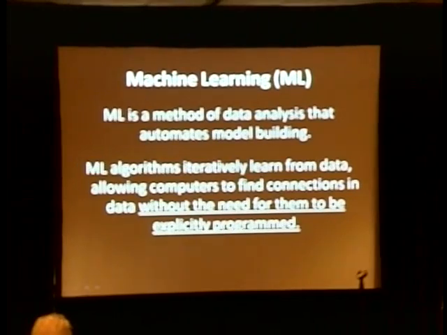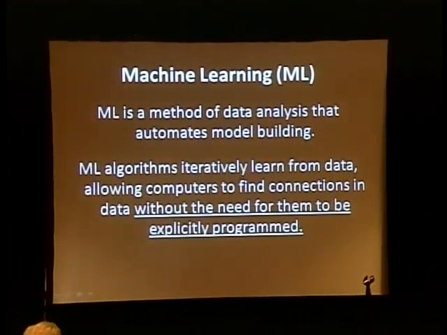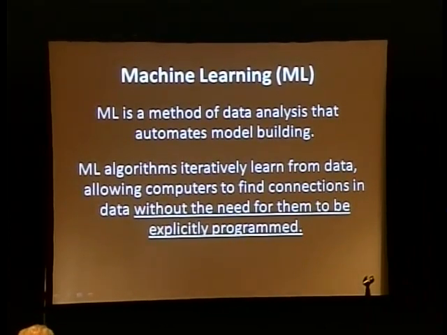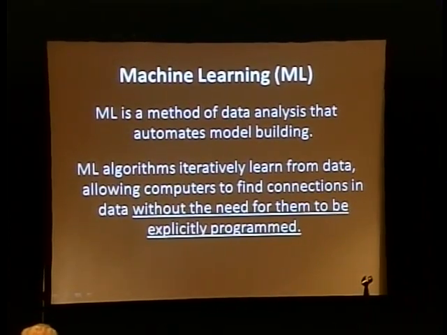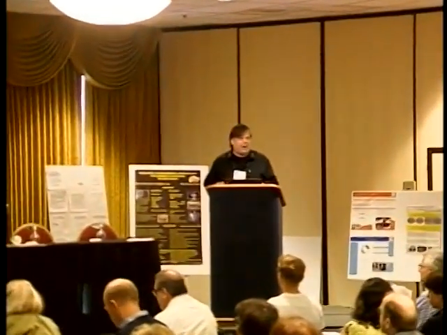Machine learning is an area of computer science and data science that uses specific algorithms that learn from data and allow computers to find connections in data without the need for them to be explicitly programmed. This is a very fundamental shift in how computers were programmed previously and how we think about data.